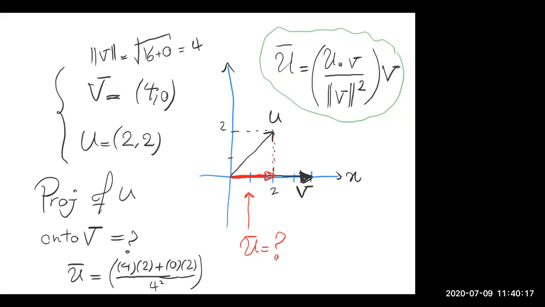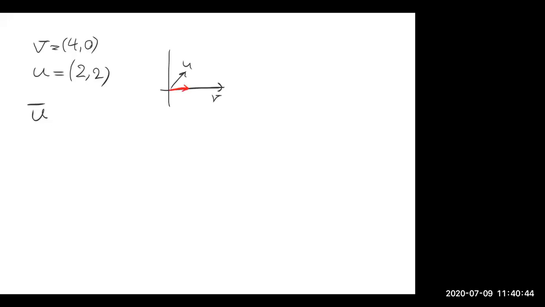Oh, you can't see that part? Okay, let me go to the next page, if this thing is not visible for everyone. So v is 4 and 0, u is 2 and 2. This is v, this is u, and the projection of u onto v is this thing. We want to find this. The formula for this is the inner product of u and v over the norm of v squared, times v.